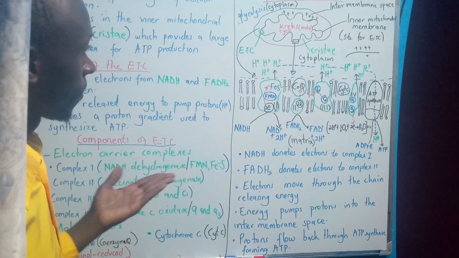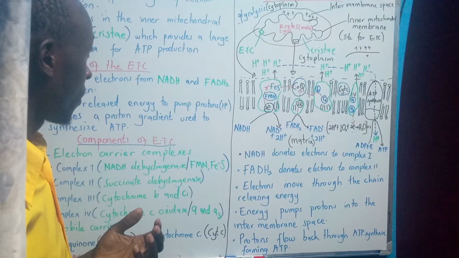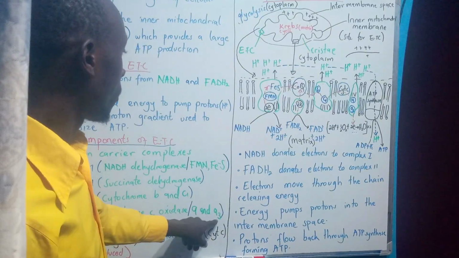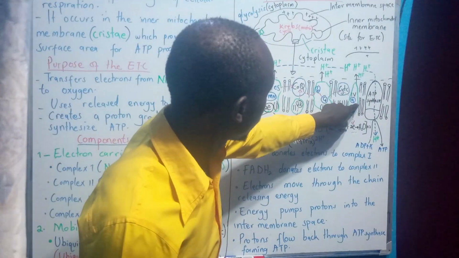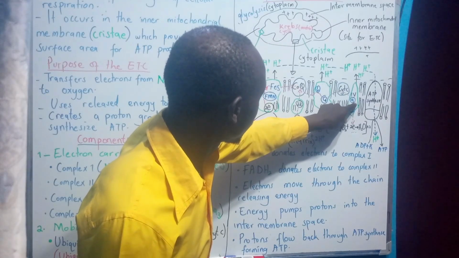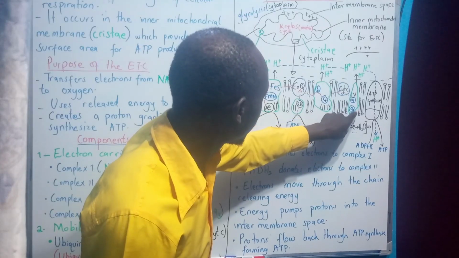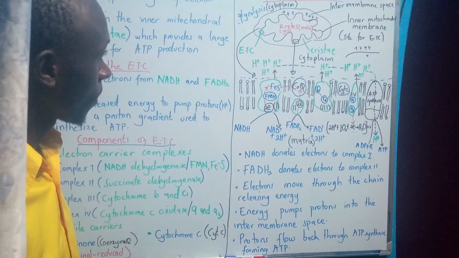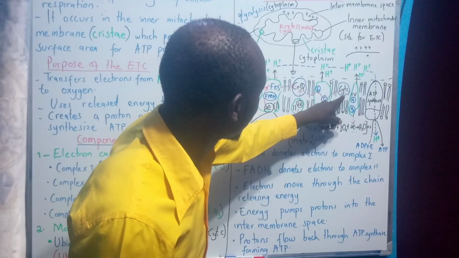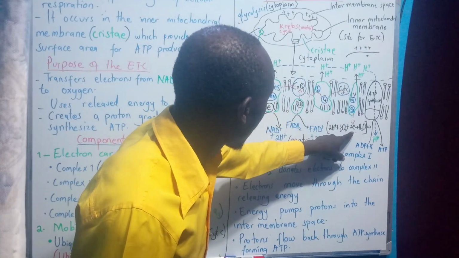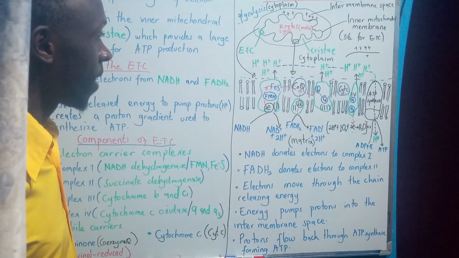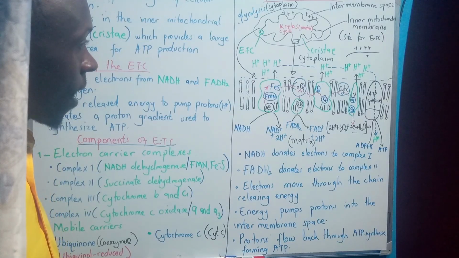So moving further, complex number 4 has cytochrome A and then cytochrome A3. A3 is more electronegative than A. So A receives the electron first, and then this electron is donated to cytochrome A3. At that stage, that is the end of the movement of the electron, and these electrons are going to be received by oxygen, which is the most electronegative at that stage.